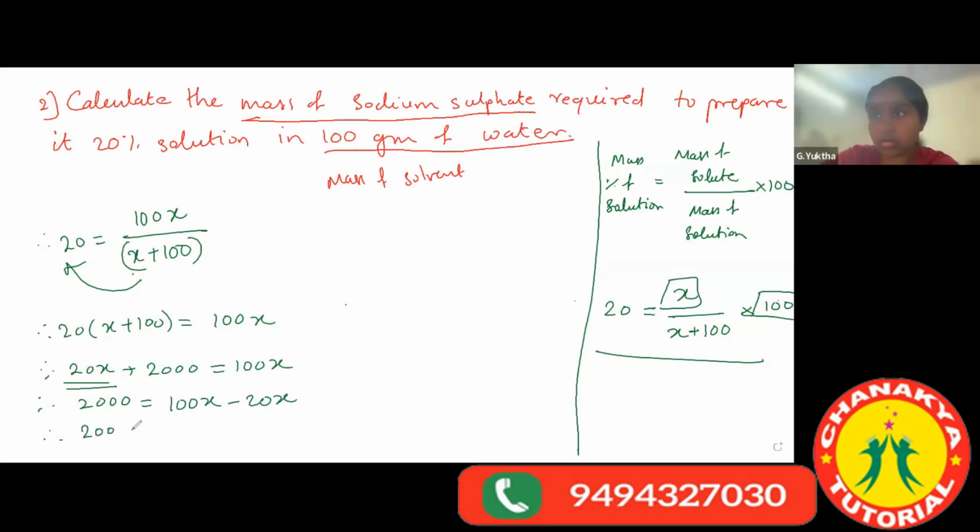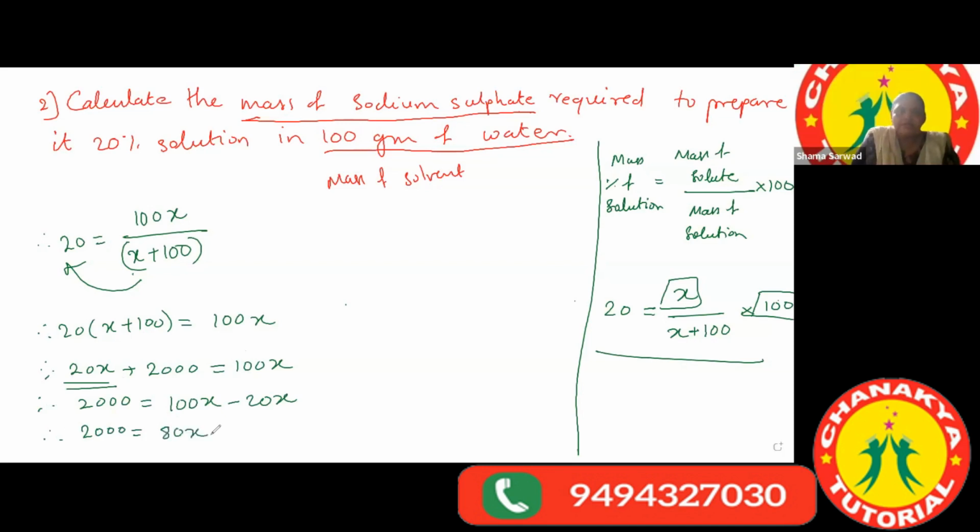Now 2000 is equal to 100 minus 20. It becomes 80x. Right? Yes. And hence x is equal to, this 80 is multiplied with the x, it goes there, it becomes divided. x is equal to 2000 upon 80. So 0, 0 get cancelled. x is equal to 200 upon 8.